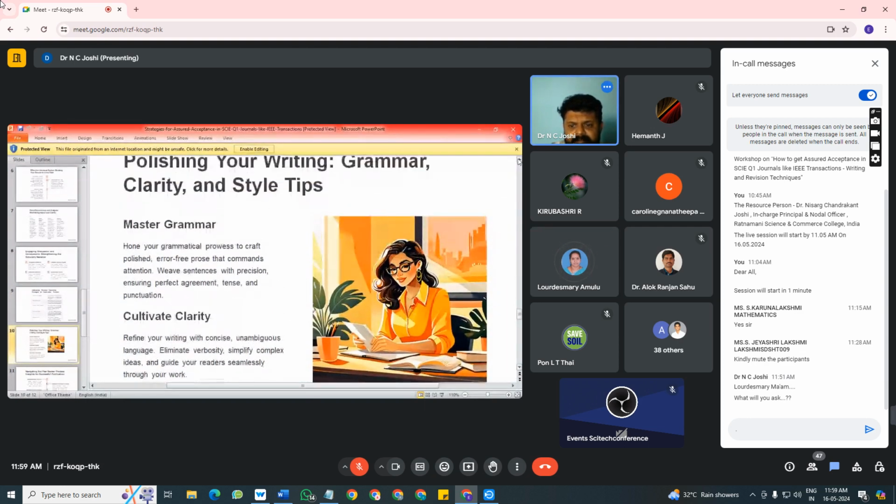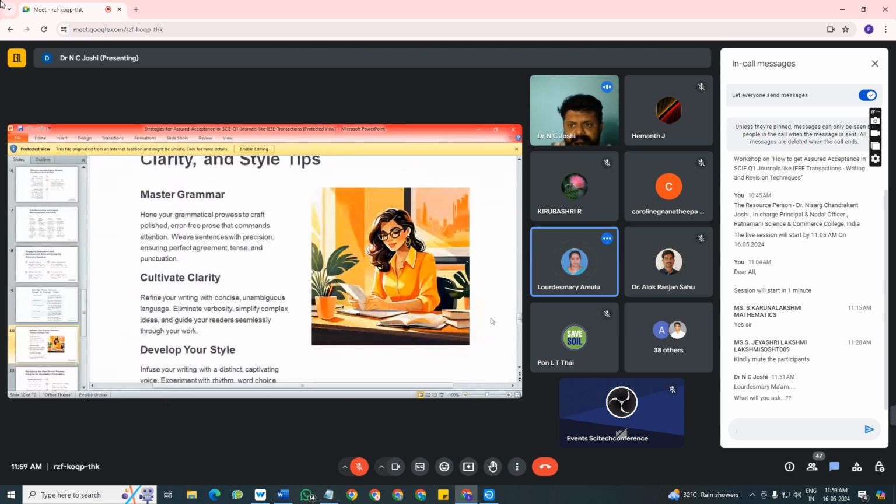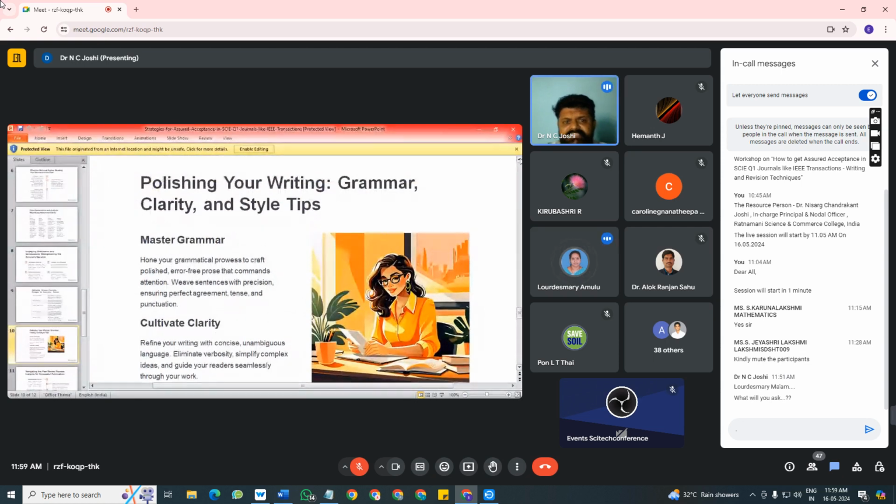The next is polishing your writing: grammar, clarity, and style tips. In my profession, I see that some science students tell me, sir, we are science students and we are not focusing on grammar and tenses. I think that is the wrong way. If you are a science student, you must focus on grammar, tenses, and all those things, because you are aiming for Q1, not Q4. So, polishing your writing: grammar, clarity, and style tips.